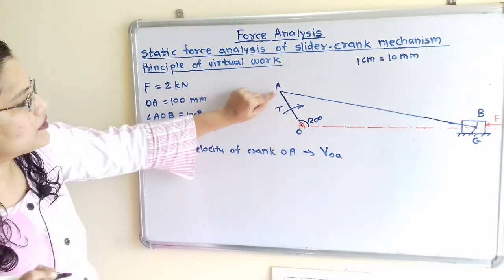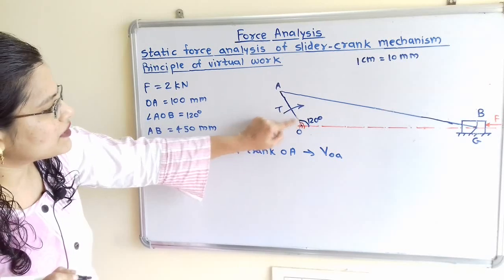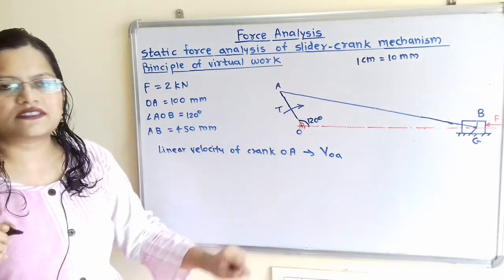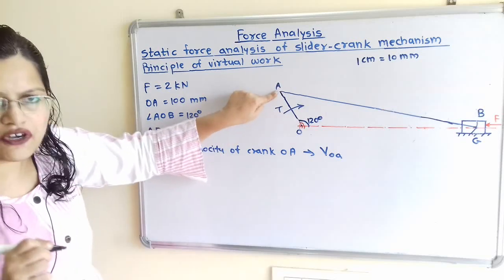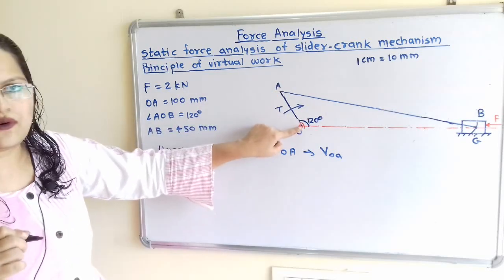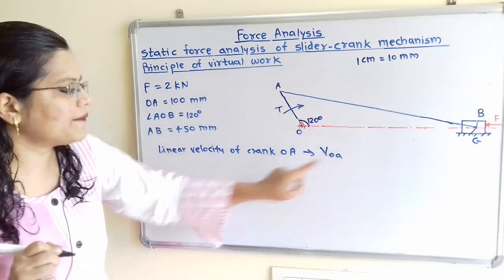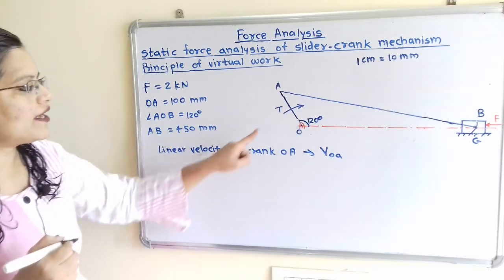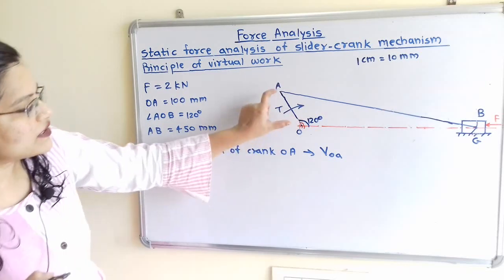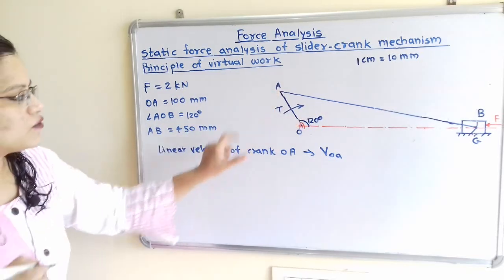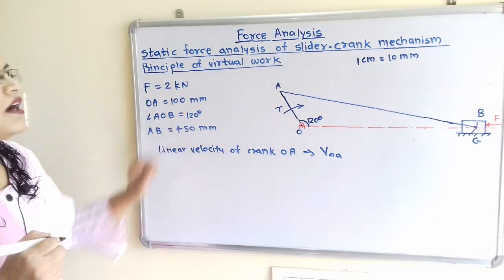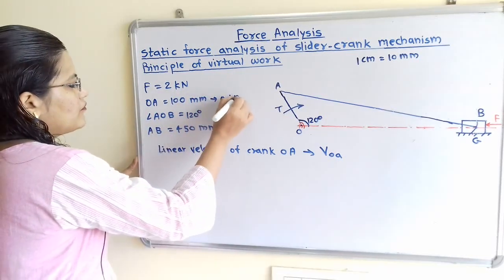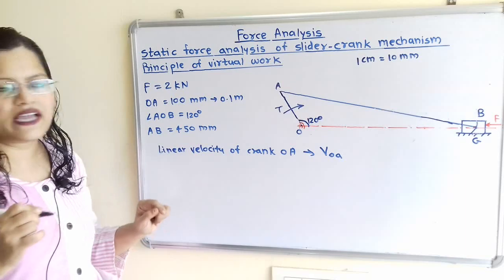Now if we observe this point O, this crank is pivoted at point O, and this point O is fixed. So we can say that the velocity of A with respect to point O, VOA. How to find it? The formula is the angular velocity multiplied by this length. The length is given as 100 millimeters, so we will convert it into meters, that is 0.1 meter, the standard unit we have to use.